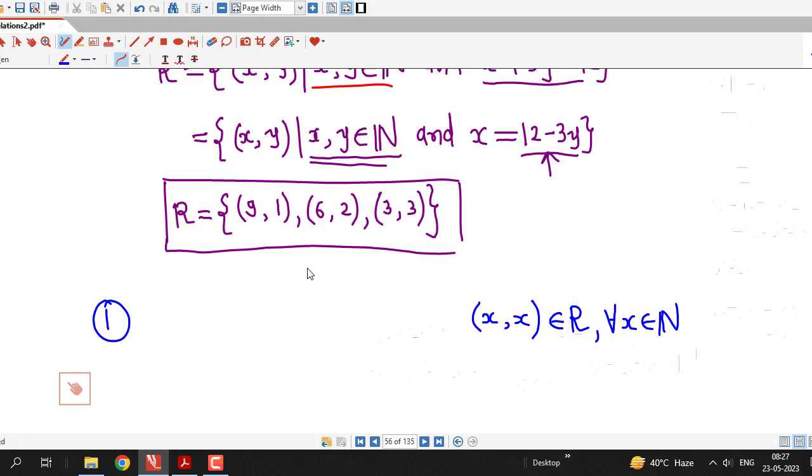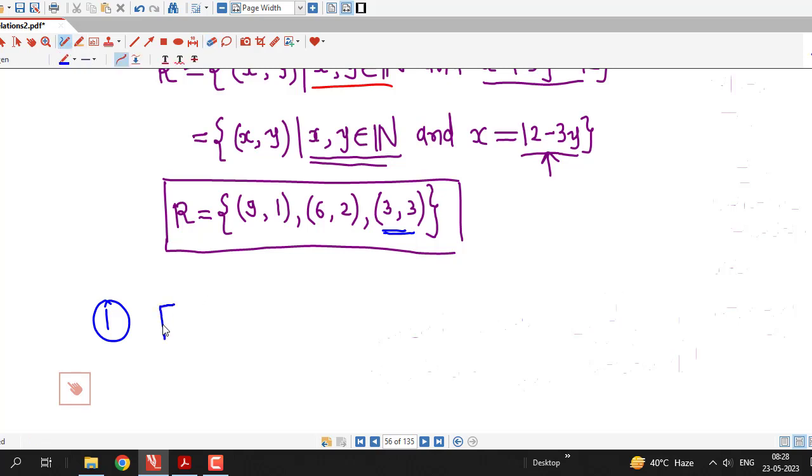So that is not possible here. We have only one diagonal element, 3, 3, but for every natural number this is not possible. So it is clear that R is not reflexive. We can write that for x equal to 1 belonging to N, (1, 1) is not in this relation. So this relation is not reflexive.